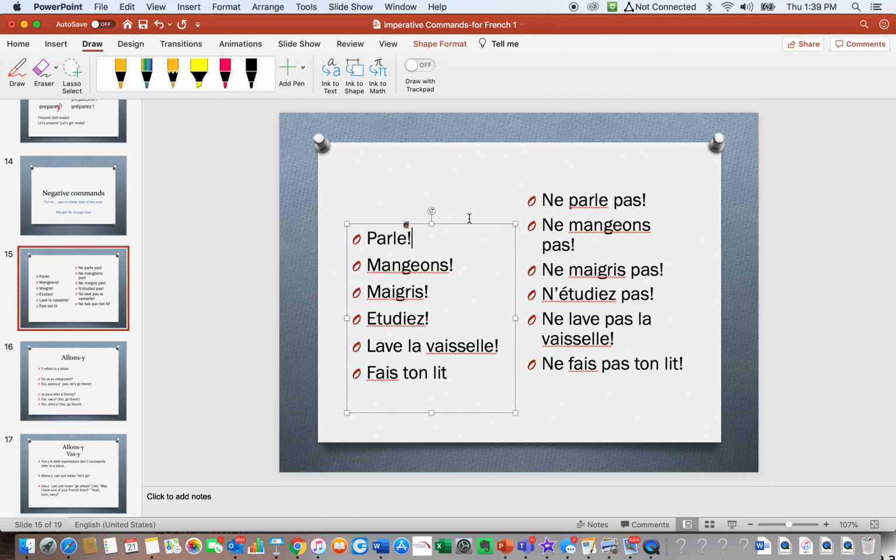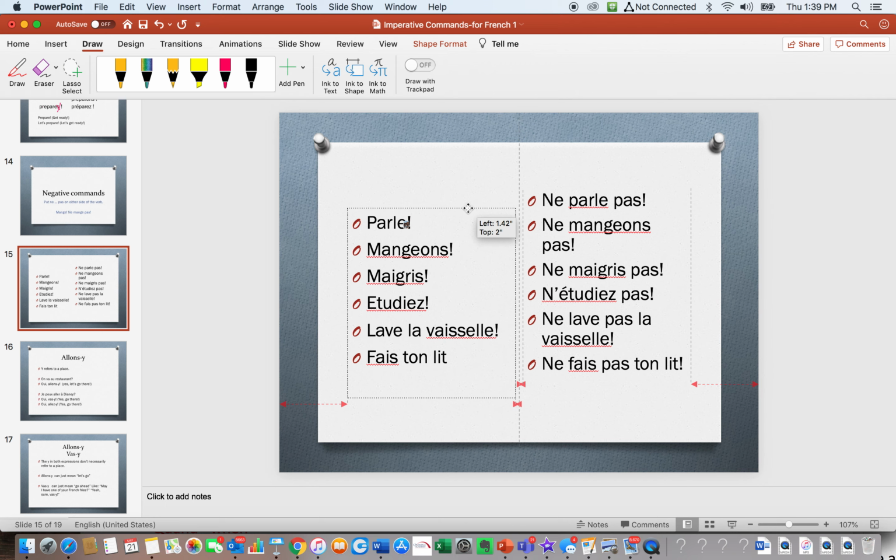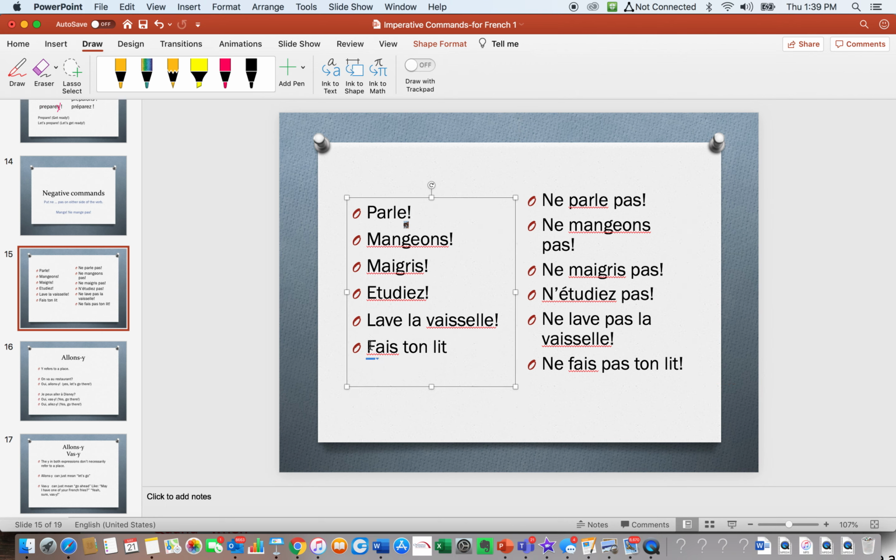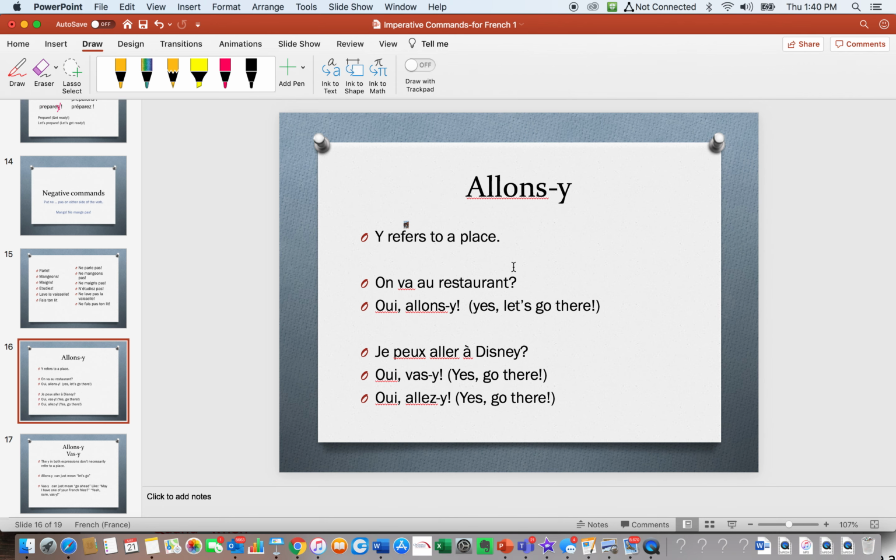Now, who is sitting there going, hang on a minute, why did you leave the S on fais ton lit? It's a tu form. Oh, because the verb faire does not end in ER. That's why. Okay? Now, here's that verb we just looked at, that verb aller. So here's an expression, allons-y. It means let's go. Okay? Y refers to a place. You saw this in chapter 4. On va au restaurant? Oui. Allons-y. Yes, let's go there.